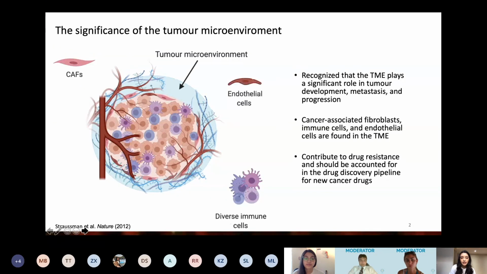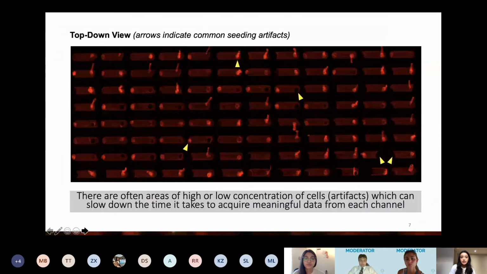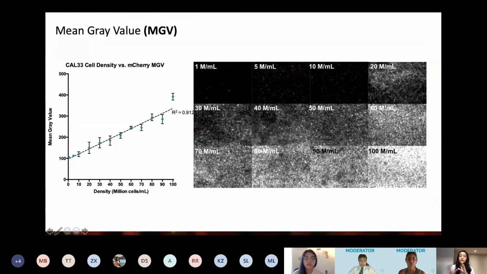We looked at different cell densities, and we found that there is a linear relationship between mean gray values and cell density, so we could use it as a surrogate. That's our justification for that. But we could look at different metrics to measure tumor growth over time. We picked mean gray values as we found that it's the closest towards just using the cell densities.